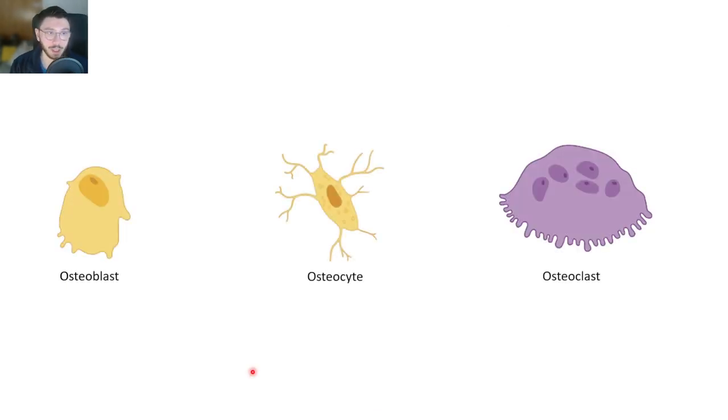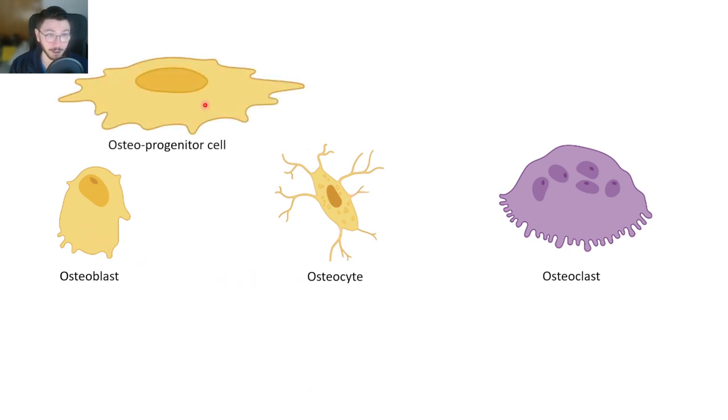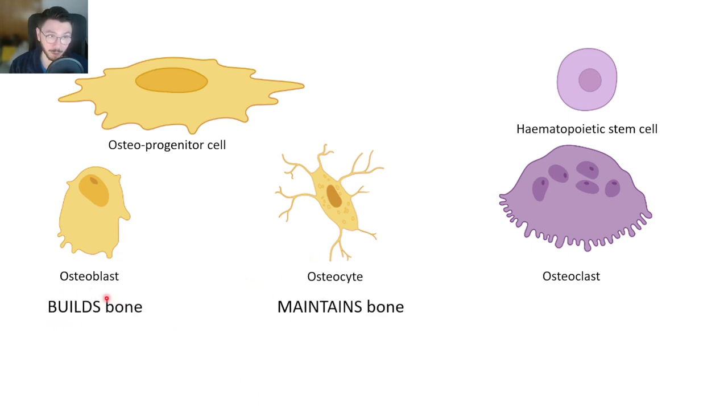We have osteoblasts, osteocytes, and osteoclasts. I've done them in different colors because osteoblasts and osteocytes come from a common osteoprogenitor cell, from within the bone, whereas osteoclasts come from hematopoietic stem cells and are more of an immunological derivative. A simple way to remember their functions is that osteoblasts build bone, so B and B, and osteocytes maintain bone.